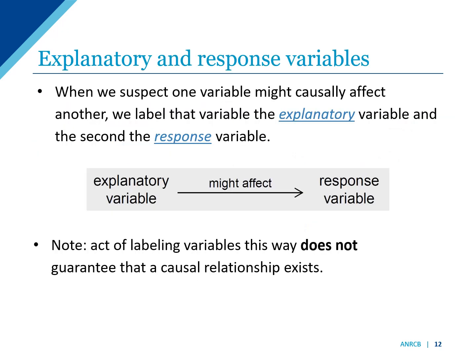When we suspect one variable might causally affect another, we label that variable the explanatory variable, and the affected variable is the response variable. But note that the act of labeling variables this way does not guarantee that a causal relationship exists. You will need to conduct analysis to determine the relationship.